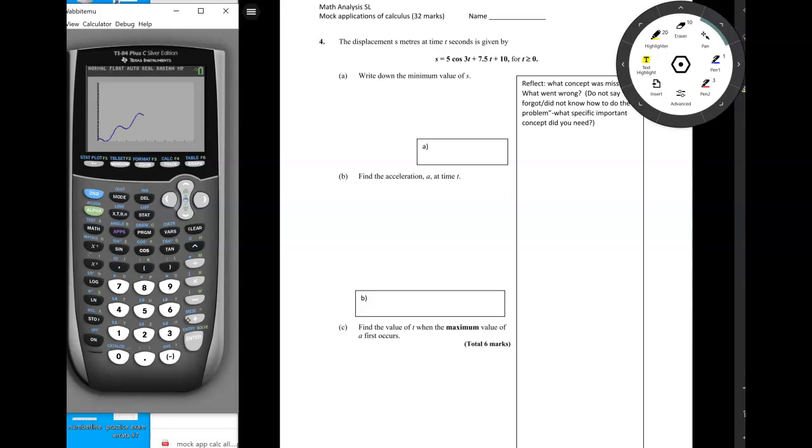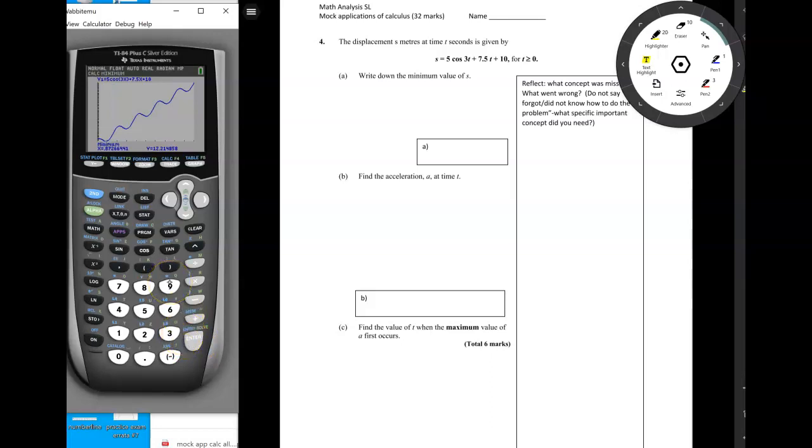Interesting graph. So now I'm going to find the minimum value of s, which is right there. I'm going to use second calc minimum, which is 3. And then obviously it's right there, so I'm going to put the cursor slightly to the left of the minimum point. And then for the right bound, I put slightly to the right. And then I hit enter.